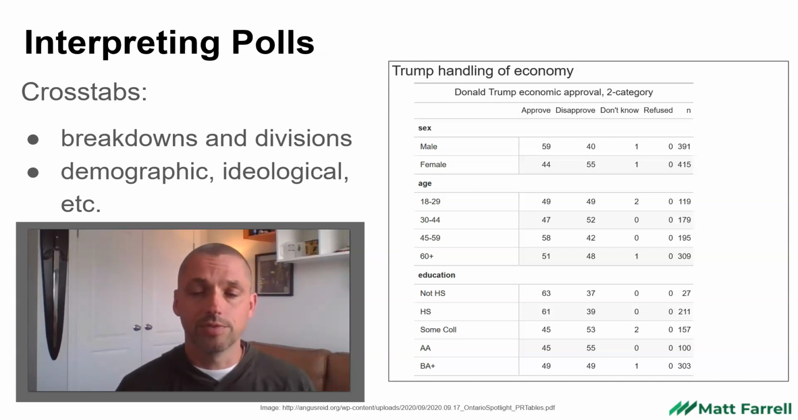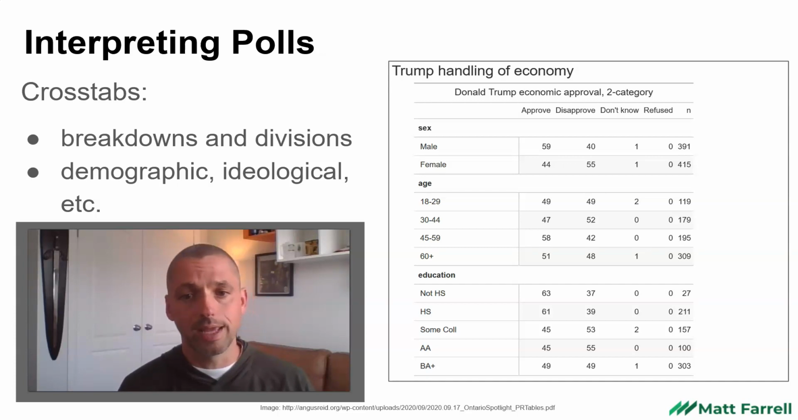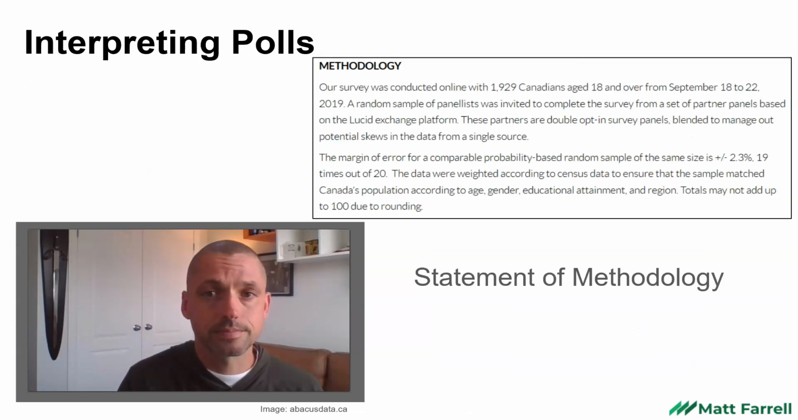Here's an example of a breakdown of a poll from President Trump's time in office. Do you approve of the way he's handling the economy: approve, disapprove. Well, aside from the top line, what does that tell us? Is there a pattern in the demographic breakdown? What about by age? What about by education? A lot more interesting results when we look at the crosstabs compared to the top line.